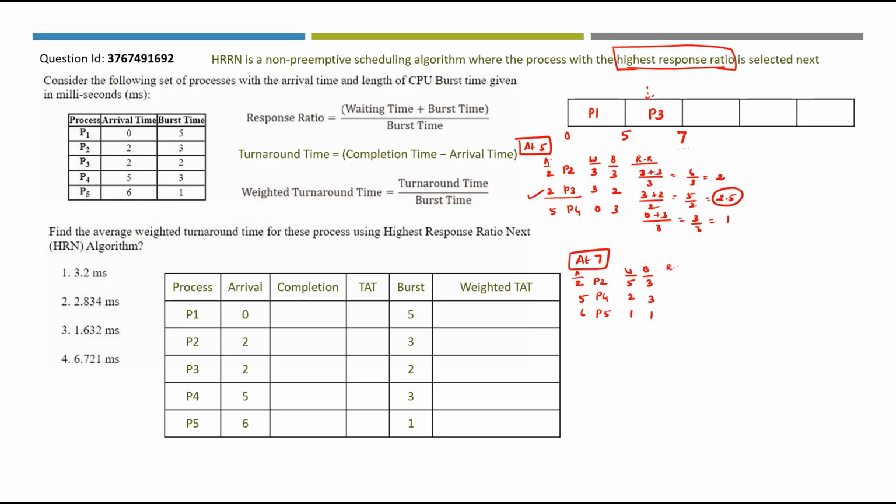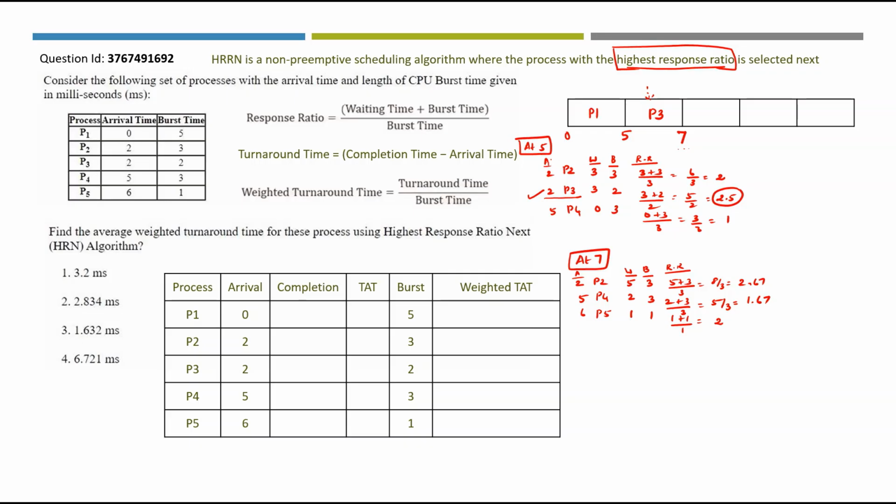Now we have to calculate the response ratio. 5 plus 3 divided by 3. 8 by 3, this will give a value of 2.666. It goes on, so we can round off to 2 decimal places, 2.67. What about 2 plus 3 divided by 3? It is 5 divided by 3. Here we have 1.66, so we can round off to 1.67. What about P5? 1 plus 1 divided by 1 will give a value of 2.